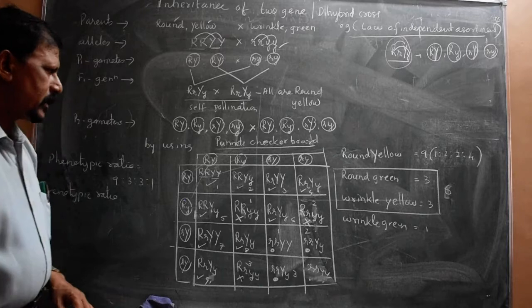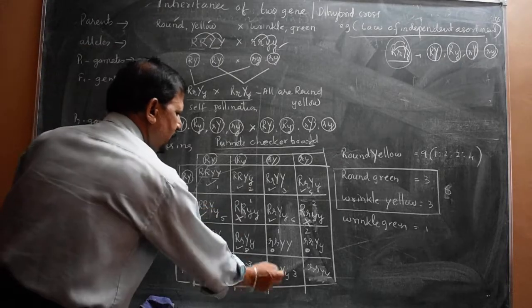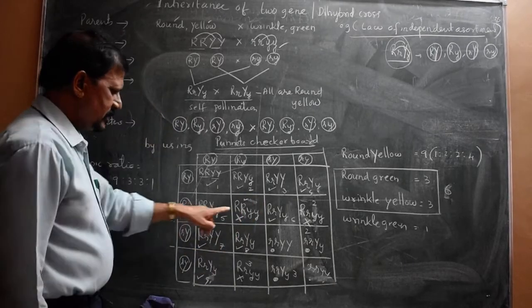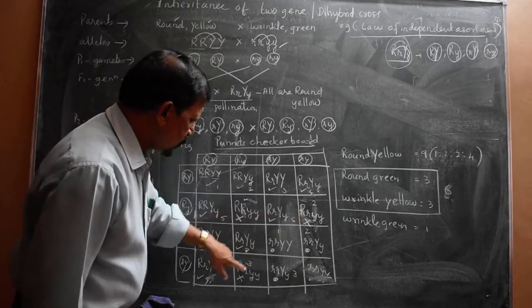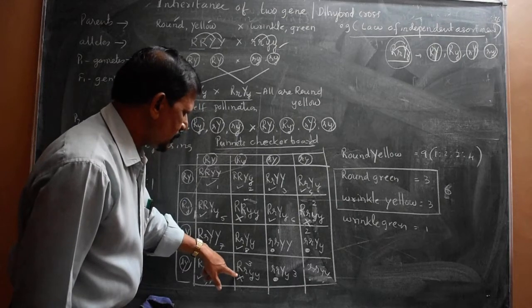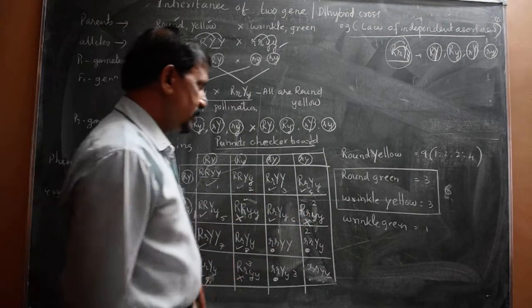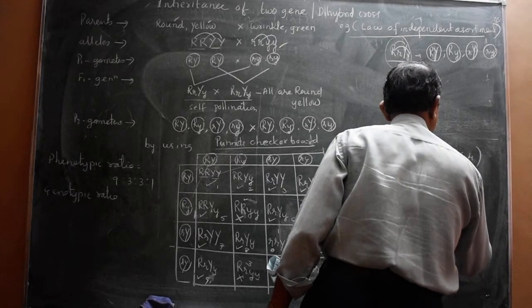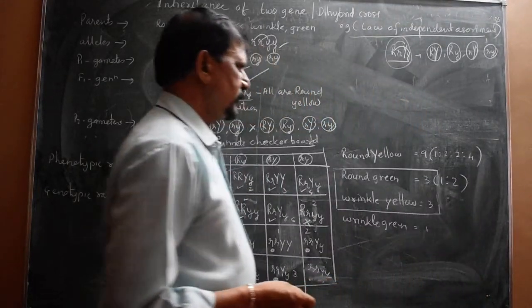Okay, next. Now let me say about the round green. See, round green, 3 plants are there. In round green, 3 plants, this is one type of plant, and these 2 have the same genotype. Correct? Now these 2 plants have the same genotype. So for this it is 1:2.